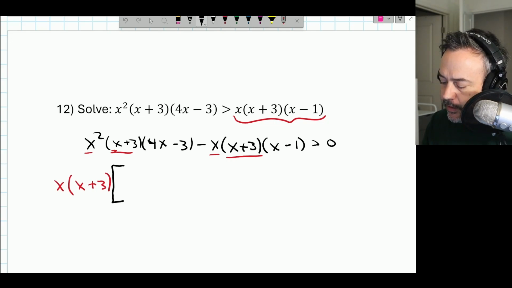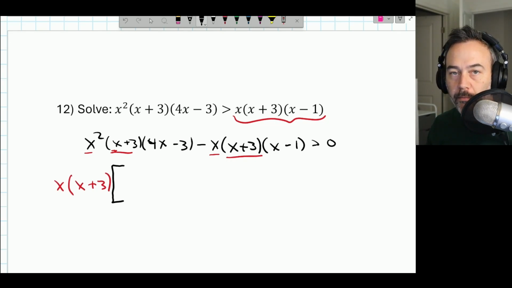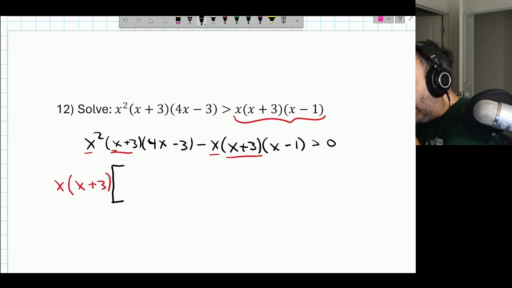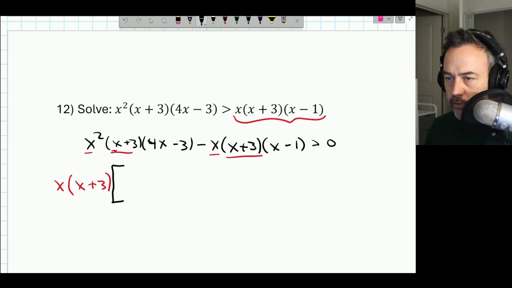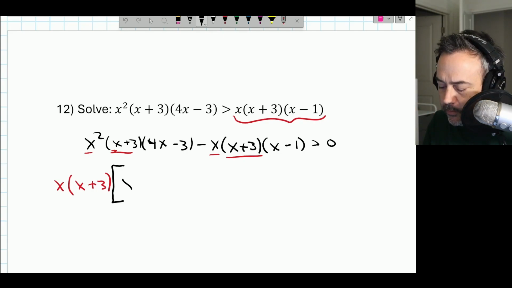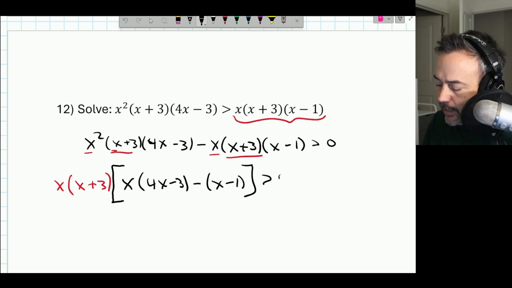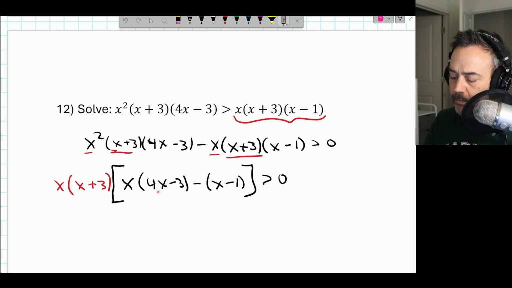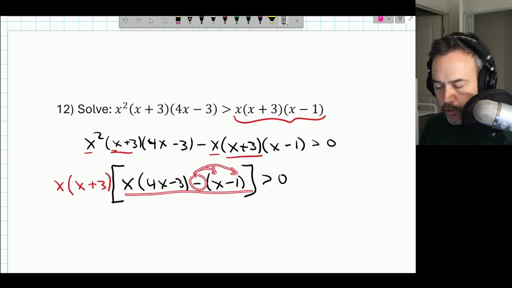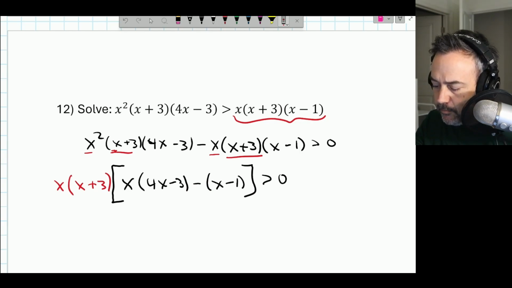When I'm left with something complicated, I like to put a big bracket around it. It's easier for me visually to keep track of everything. I'm left with one factor of x and 4x minus 3. This factor of x is gone, this is gone, and I've got x minus 1. Can you see why the brackets really help? Because it helps me keep track of everything on the inside, and also this minus, the way I wrote it, reminds me to distribute that minus sign.